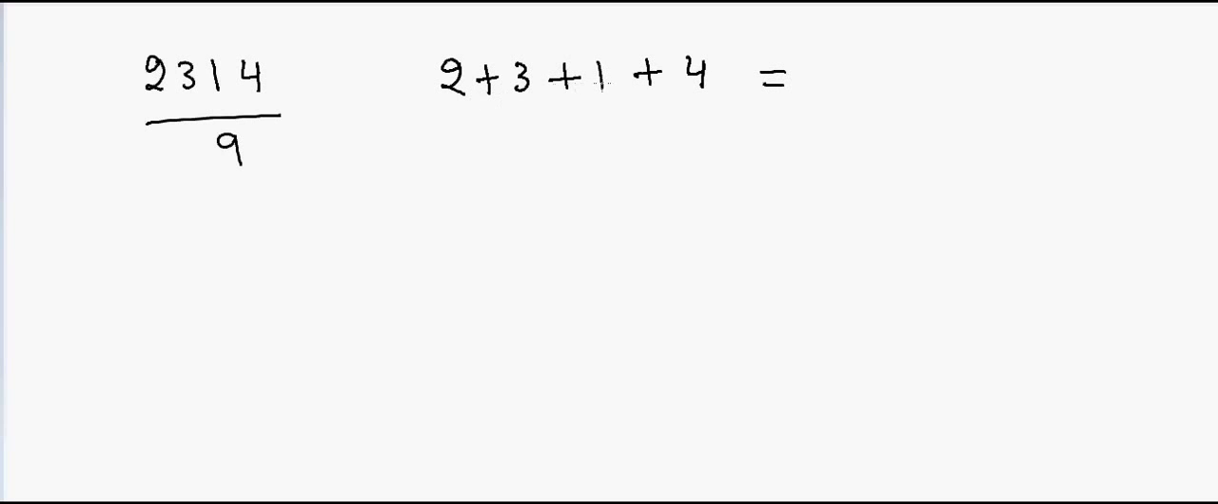Hi everyone, here we are talking about another math trick which can be used for faster calculation. Suppose we have a large number 2314, and we want to divide it by 9 and know what the remainder would be. How will we find the remainder? We'll add all these four digits together. 2 plus 3 plus 1 plus 4 gives 5 plus 1 is 6, plus 4 is 10. If you divide 10 by 9, you will get 1 as a remainder. So your remainder would be 1 in that case.